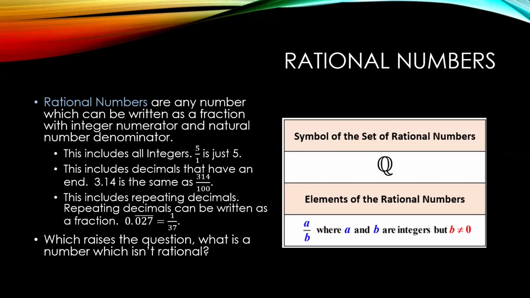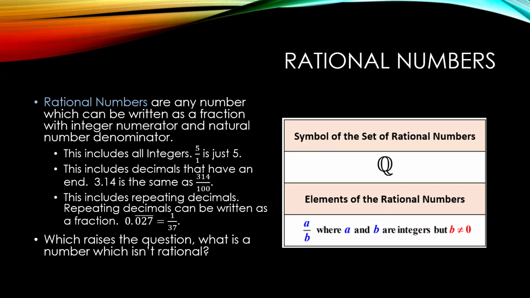Next set is the rational numbers. Rational numbers are any number which can be written as a fraction with an integer numerator and a natural number denominator. There are a lot of these. This includes all integers. 5 over 1 is just 5. It also includes decimals that end, like 3.14. That's 314 over 100. Note that's not pi.